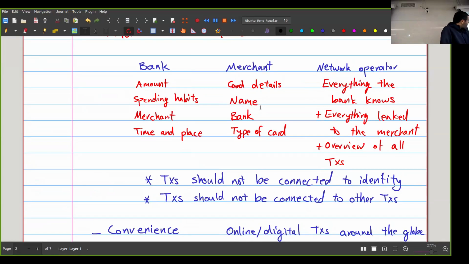But then the other really important issue is that the transactions should not be connected to other transactions. So again, look at this from the merchant's point of view. Even if they don't see your name, if they just see your credit card number, they can just track all the transactions that are made with this particular credit card number. And that's already giving them a really good profile of you and your spending habits and everything, and we don't like that. So these are the things that we have to make sure we achieve.